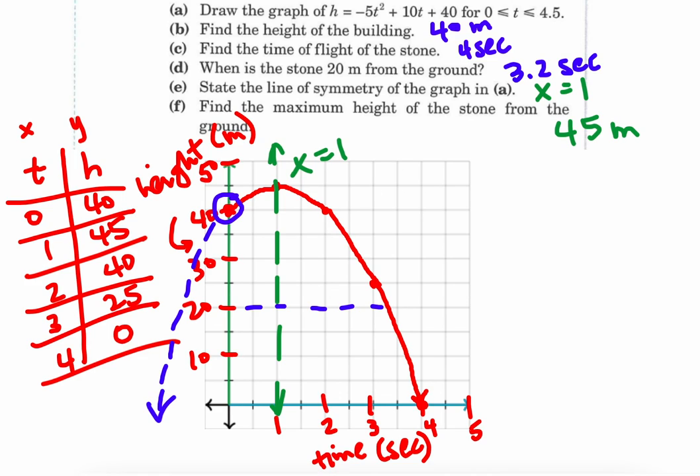Oops, and then the only thing I would want to change is I accidentally wrote x instead of t. So for this one, t equals 1 is the line of symmetry because we no longer used x, we used t for time. And that's it.